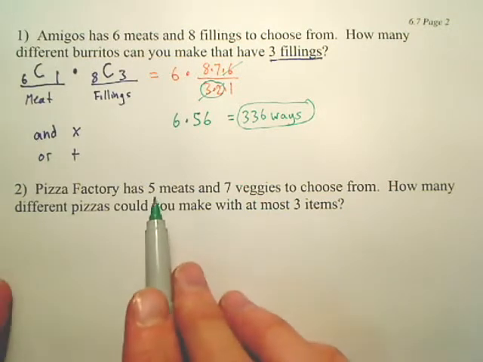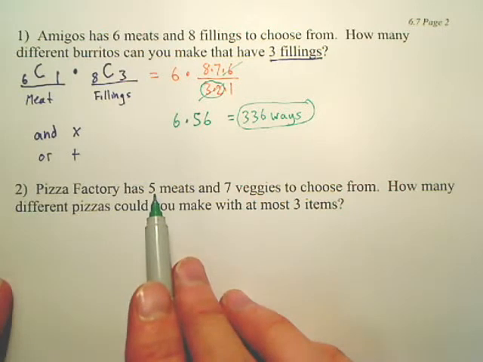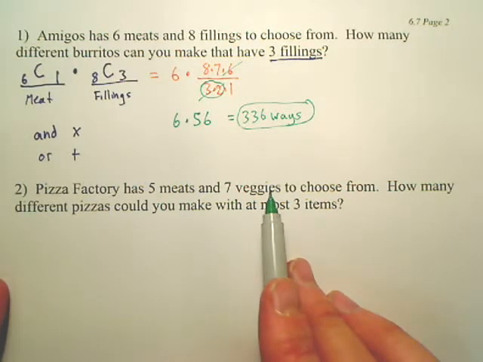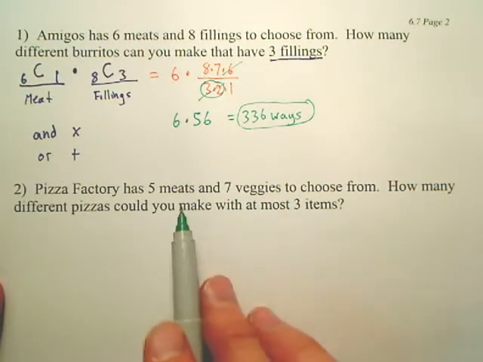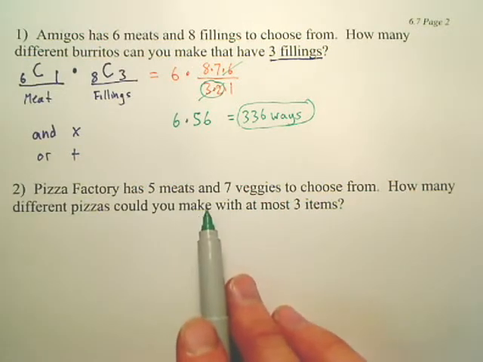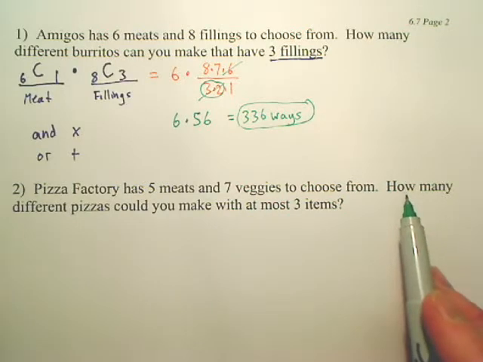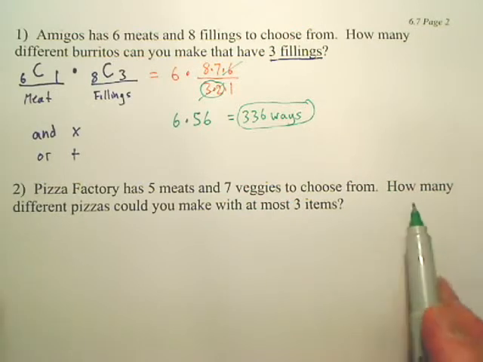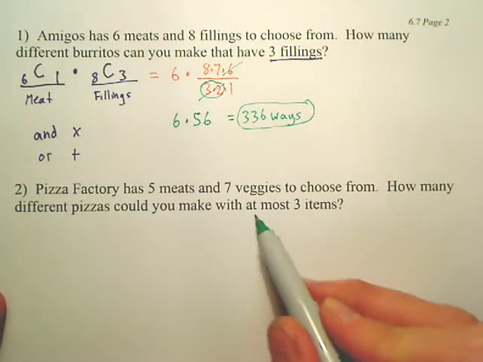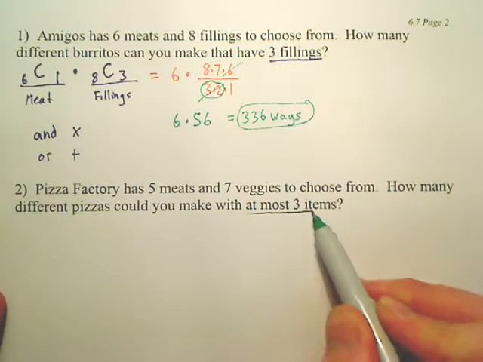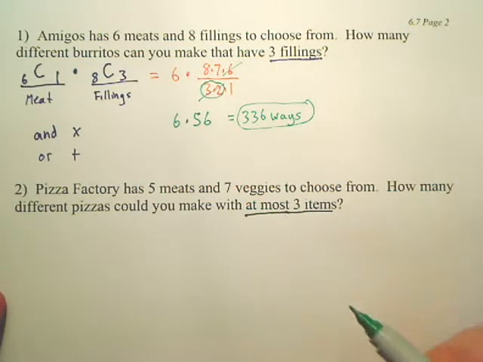Okay, the next one. Pizza Factory. To choose from, we have 5 meats and 7 veggies. They probably have more than that. By the way, assume it's all the same size. And they have cheese on them, given. Cheese is normally not added cost. How many different pizzas could you make that have at most 3 items? That word is at most.